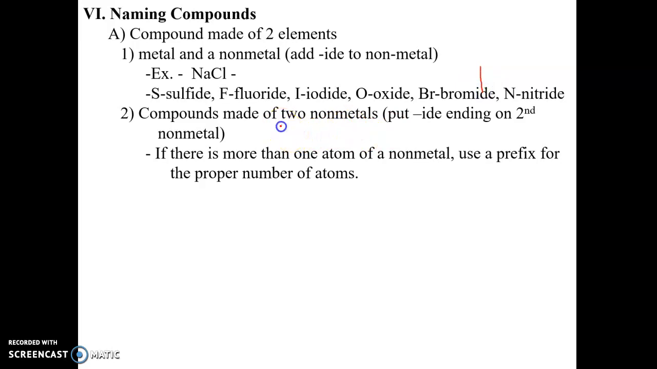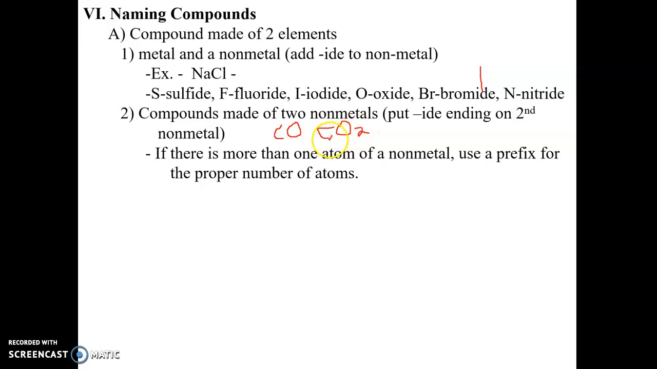So for example, CO and CO2. Well, if we just did the name where it said carbon, the first one, and put -ide on the second one, that would be carbon oxide. But this one would also be carbon oxide. So to tell them apart, we actually put carbon monoxide. Mono or mon means one, and di means two. So this is carbon dioxide.